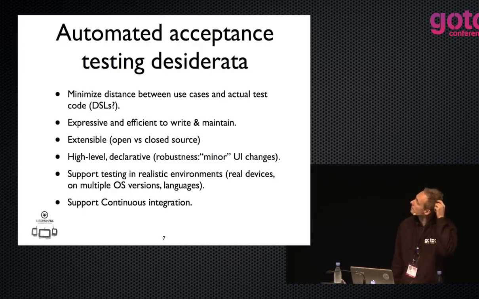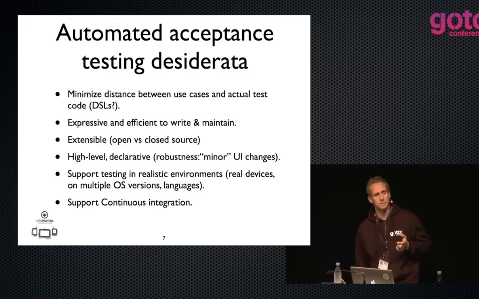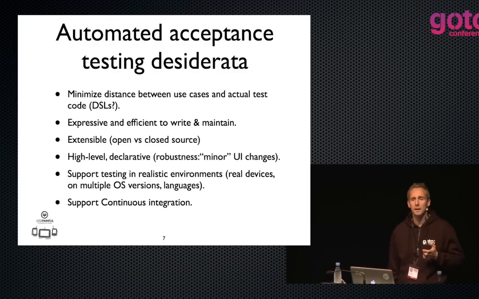Also, I want my tests to be fairly expressive in the sense that whatever the user can do, I want to be able to express the same kind of action inside my test. Also, I want it to be efficient to write, because we all know that writing test code is something that costs time, and maintaining it costs time. So the more efficient the technology is, the less time we spend on automated testing.